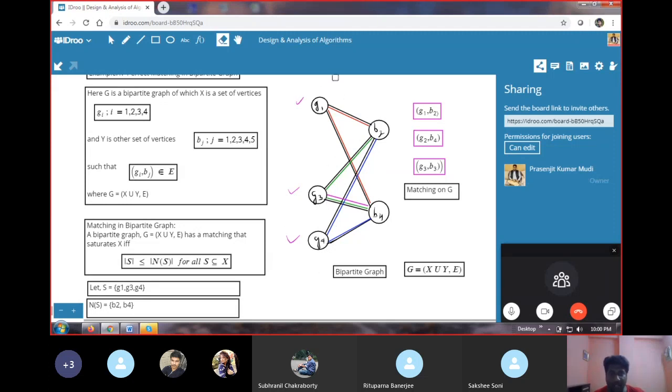The cardinality of S is not less than or equal to the cardinality of NS. So this subgraph of the bipartite graph does not have any perfect matching, and according to dynamic programming, we come to the conclusion that the overall bipartite graph cannot have a perfect matching.